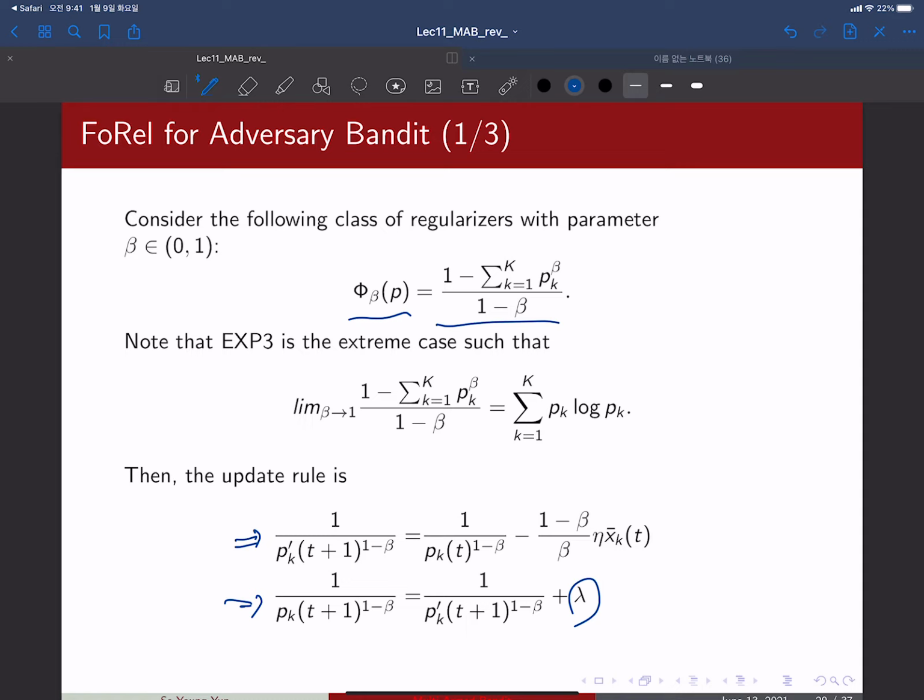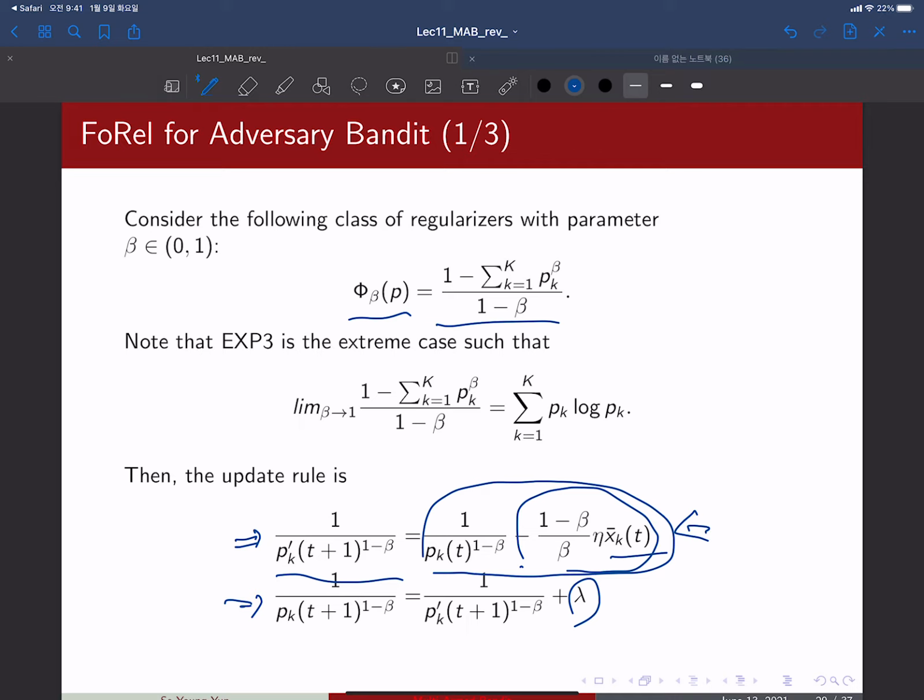But here, the problem is this: when the reward is negative, this is absolutely fine. The negative reward only increases this value, so this value always stays positive. So it is clearly defined. We can clearly define p prime_{k,t+1} from this equation. But the problem is when x_{k,t} is positive, then there is an issue. Why?